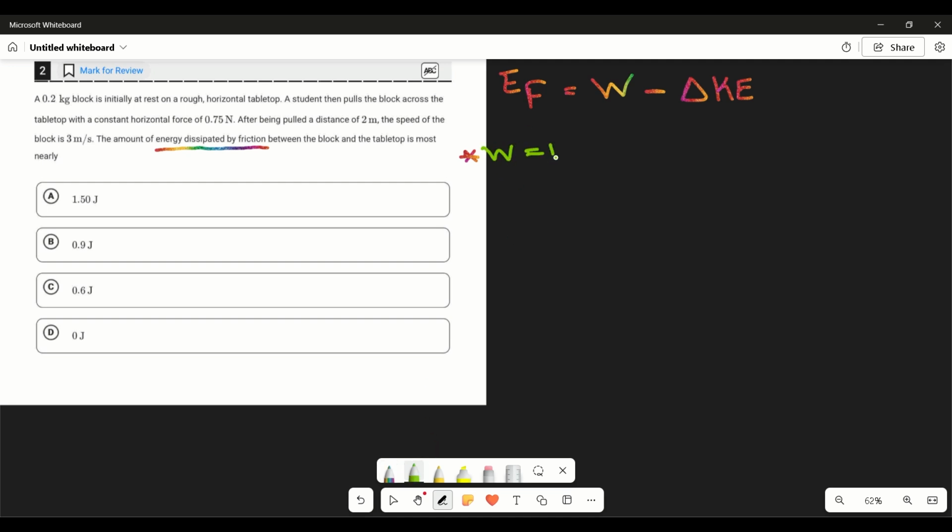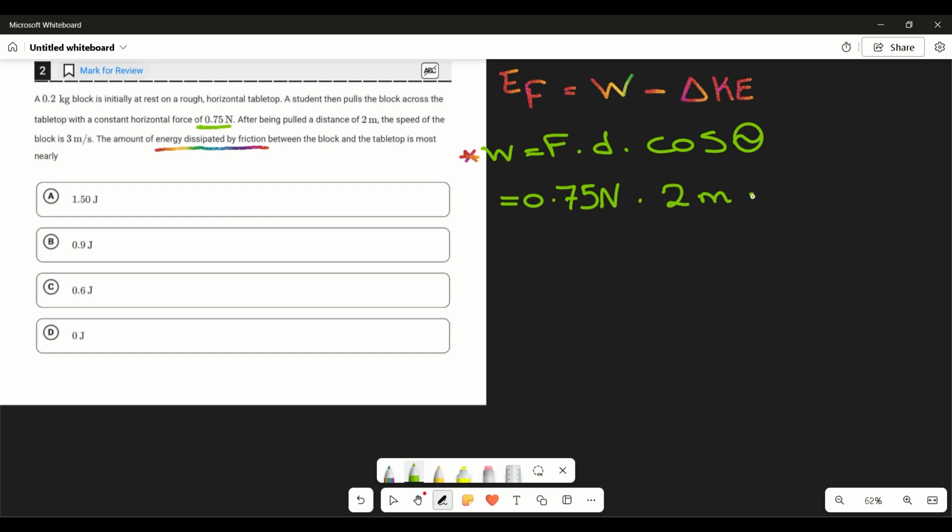Work is equal to force multiplied by distance multiplied by cosine of the angle. This is the formula to find the work done. So how much is the force? A student pulls the block across the tabletop with a constant horizontal force of 0.75 newtons. So the force is 0.75 newtons. What is the distance he pulled it? 2 meters. And since he was pulling it horizontally, the angle will be 0. So cosine 0 is 1.